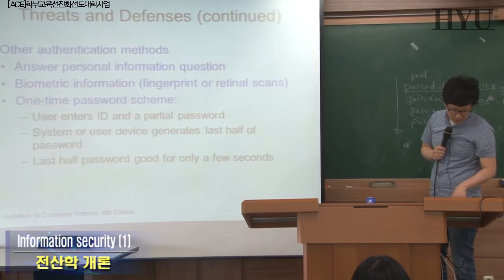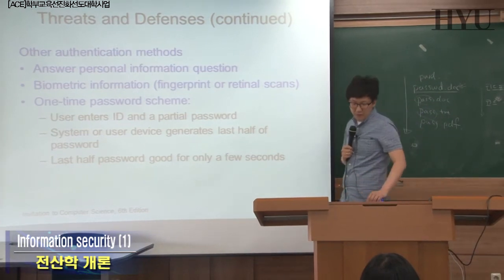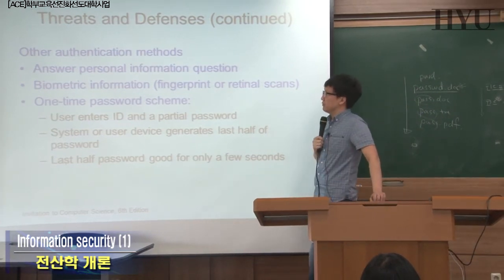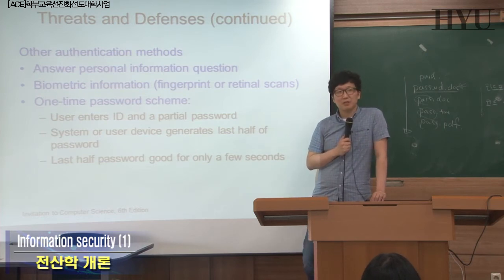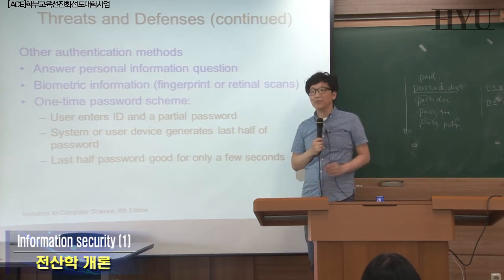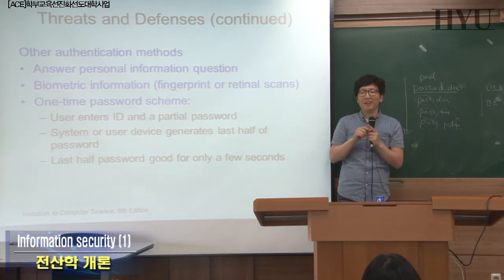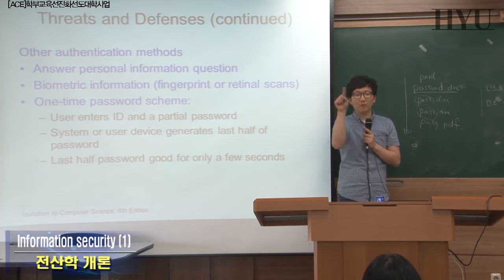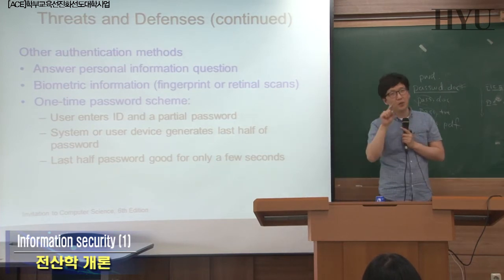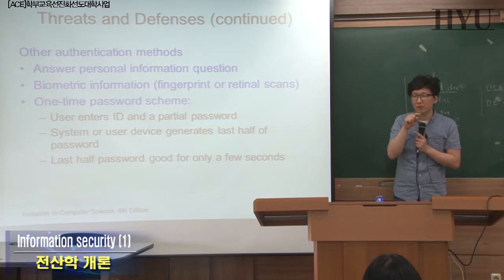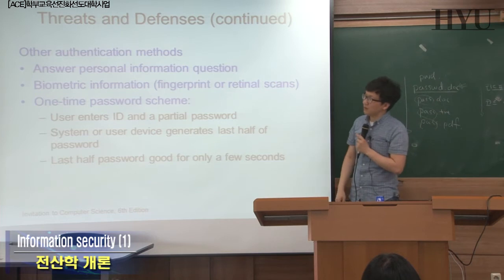Anyway, so go back to the slide. Other authentication mechanisms allow personal information, questions, biometric information, fingerprinting. 요즘 많이 하는 거 뭐죠? Graphical password. They give you a picture, and they want you to touch certain points. If the point you're pointing to in that picture matches your previous one, then they let you into the system. 근데 fingerprinting 같은 거 요즘 잘 안 쓰죠?